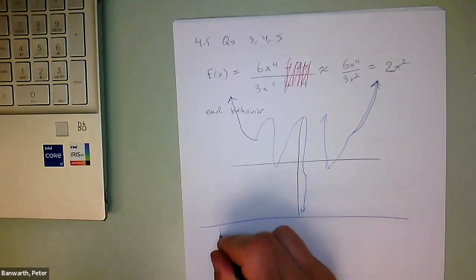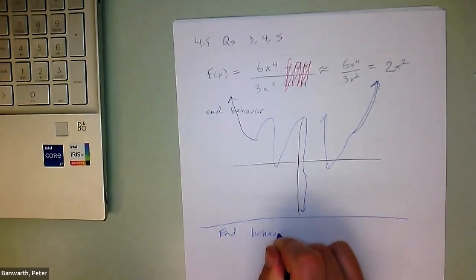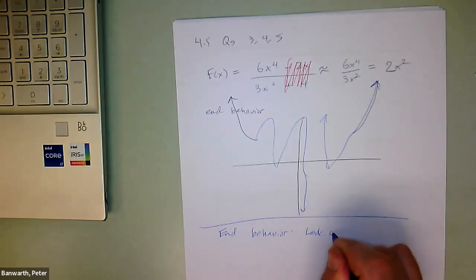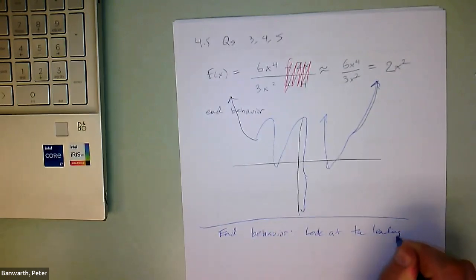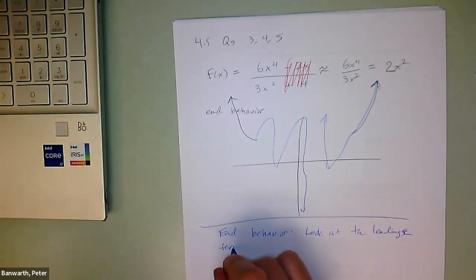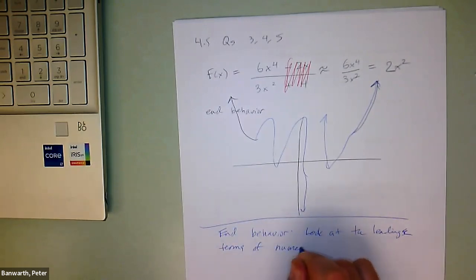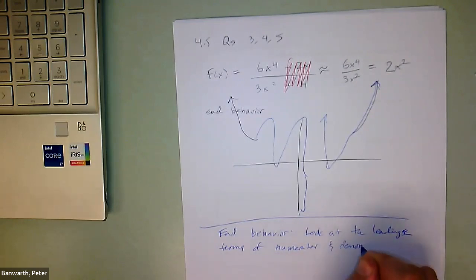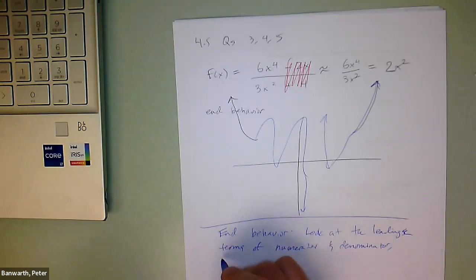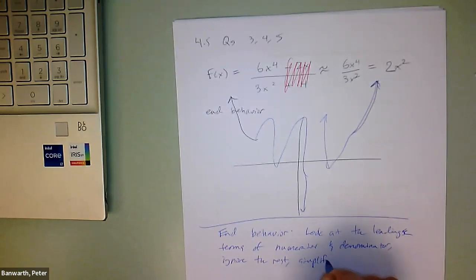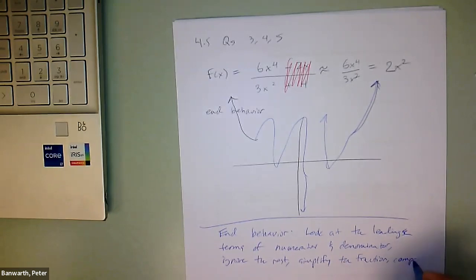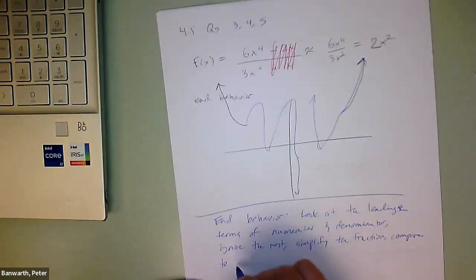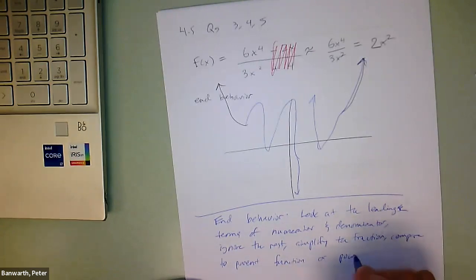So in summary, for end behavior, look at the leading terms of the numerator and denominator. Ignore the rest. Simplify the fraction, compared to maybe a parent function or a power function.